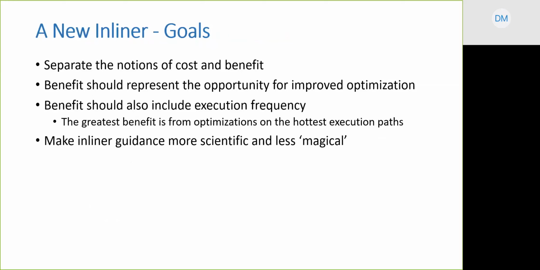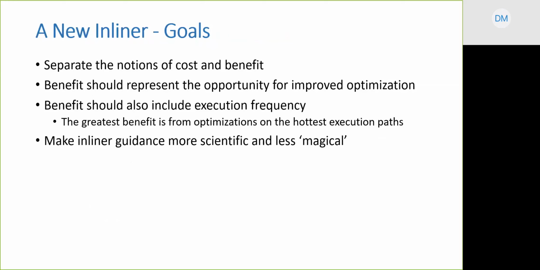Now, benefit also necessarily needs to include a notion of relative execution frequency, right? So if cost is just the size of the thing, having execution frequency factored into the benefit makes sense, because if you have two things with equal optimization opportunities, the one that's more frequently executed is the one that you want to inline, right? And we want to make the inliner guidance in the new implementation much more scientific. So if you go and look at the multi-target inliner, some of its decisions can at times appear rather magical, and it requires some careful analysis of the code to understand why it chose to do what it did. And changing that decision can be tricky.